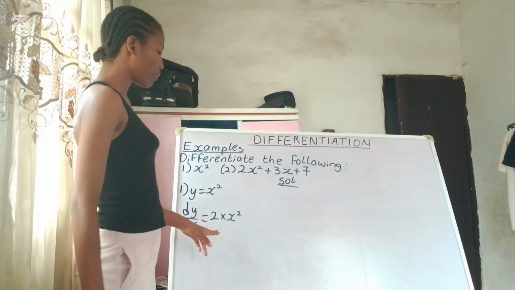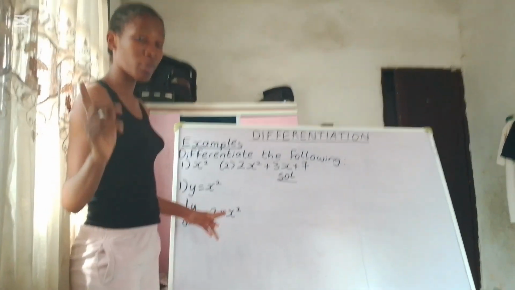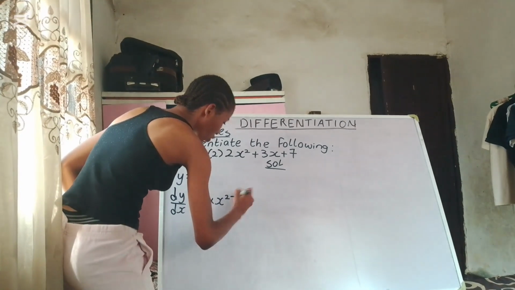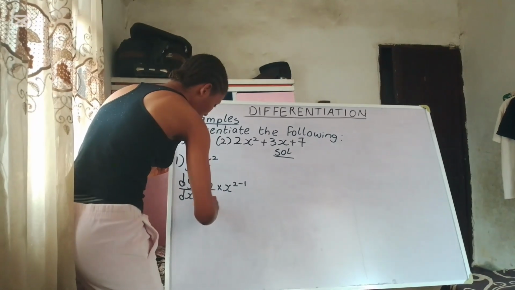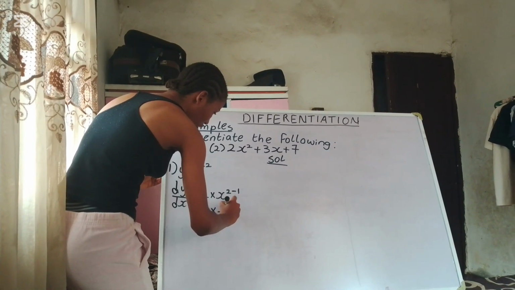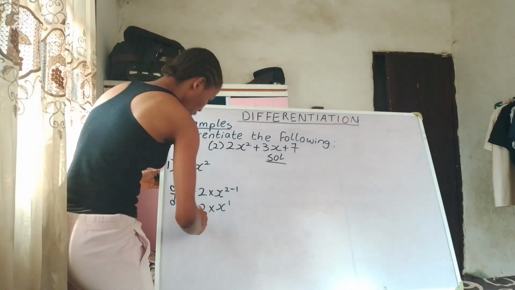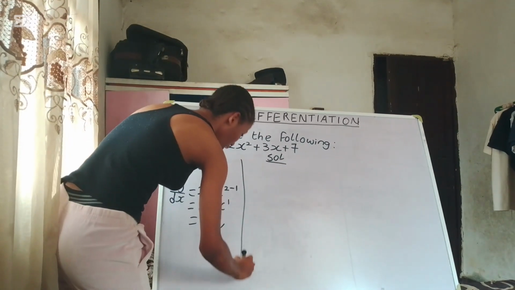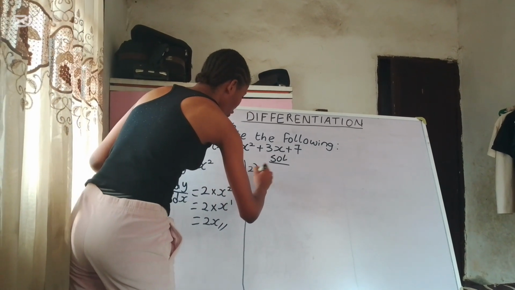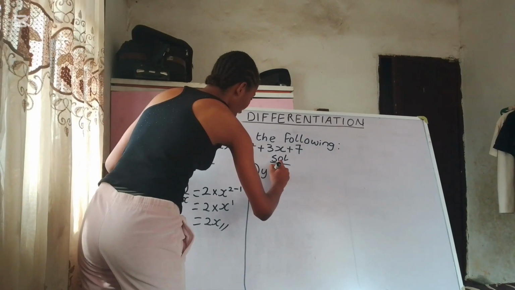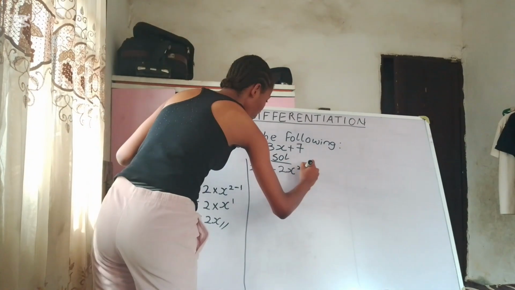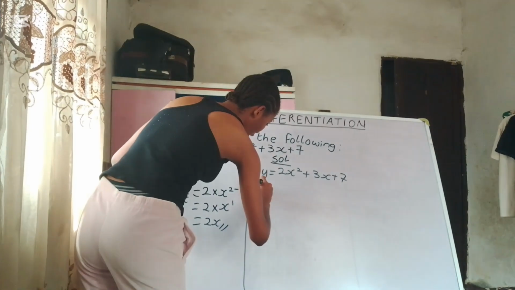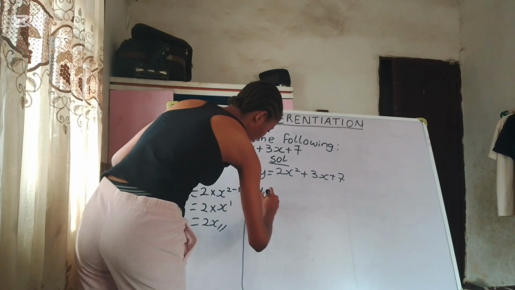Now, after bringing down the power, remember I said you subtract 1 from the power. So instead of x squared, you'll be subtracting 1 from this square here. So it's simply going to be 2 times x to the power of 1, which is equal to 2x. Now let's solve the second question. We are asked to differentiate y equals 2x squared plus 3x plus 7. We are asked to find dy by dx.